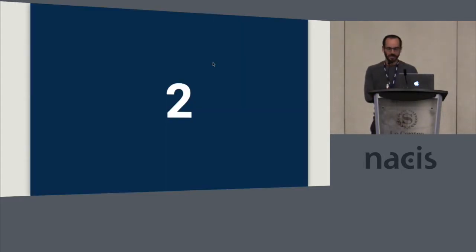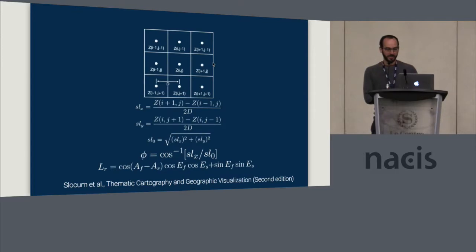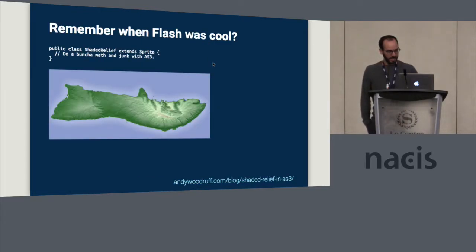But on to step 2. At some point I realized, well, these elevation models, they're just a bunch of numbers, right? You can calculate this stuff. Pick up my favorite cartography textbook, and there's some really straightforward math in there about going pixel by pixel and calculating luminance, or whatever it's called. And okay, so I wanted to try that.